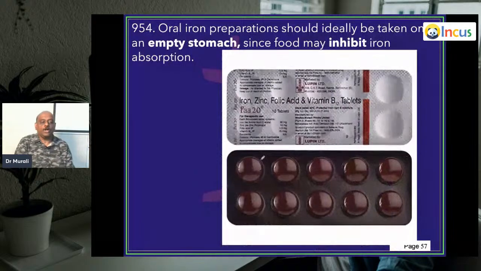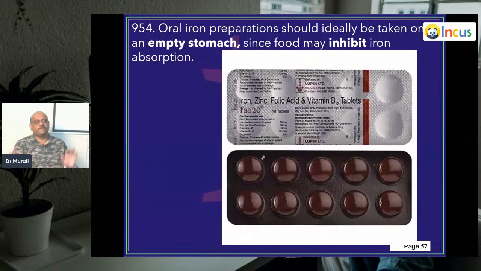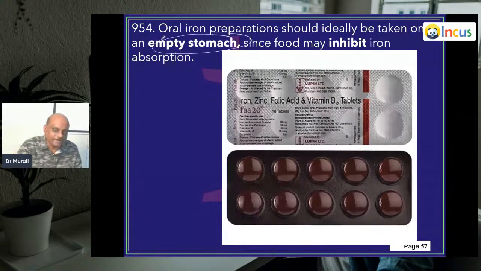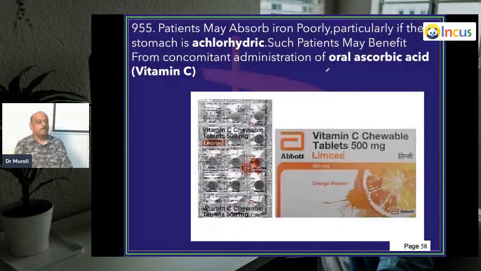Next, how do you give iron? A common question asked by the patient. When should they take it? It should be on an empty stomach, oral iron. Food will inhibit the iron absorption. Then, if achlorhydria is there, patients will absorb iron poorly. If you give vitamin C concomitantly, then they will benefit.